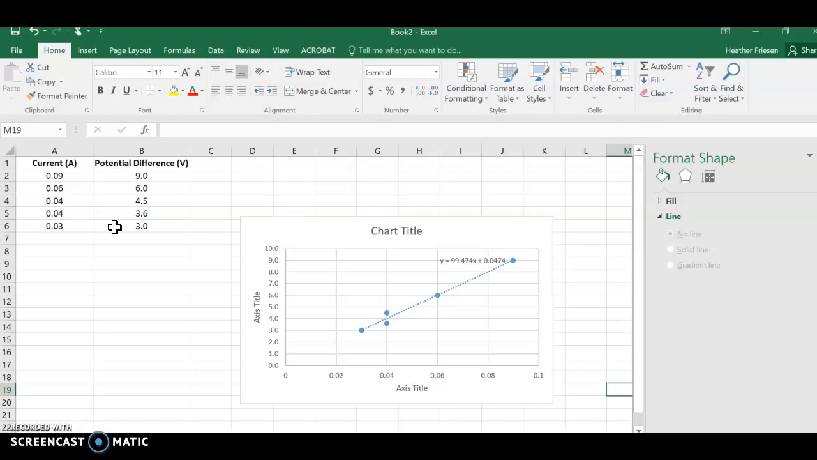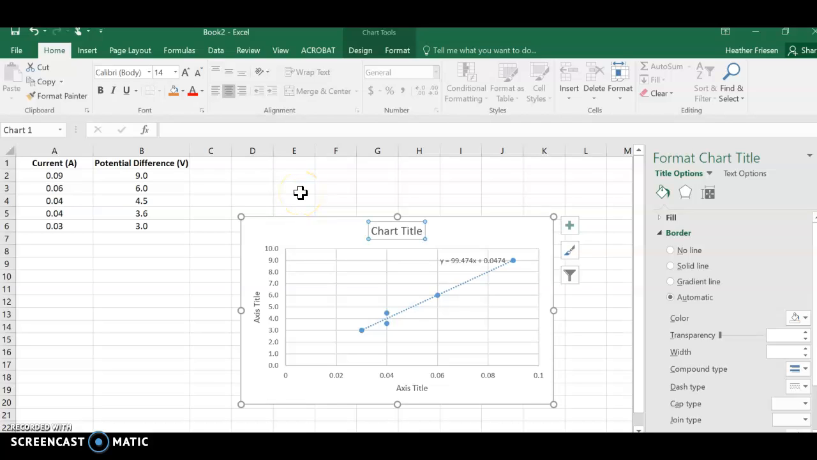And remembering that in this particular relationship, V over I equals resistance, so that slope is going to represent the resistance in this circuit of 99.5 ohms, remembering the units for resistance. So I'm going to wrap this up by giving my graph a descriptive title that shows the causal relationship between my two variables and includes the units.